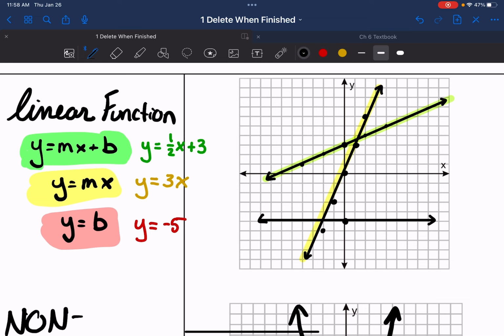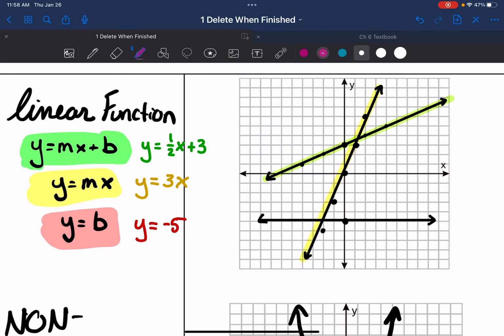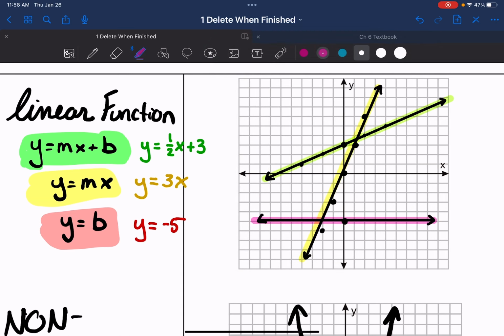I'm going to go ahead and highlight him in. You guys don't have red highlighters, I don't think. No, you have pink. So I'll grab a pink and pretend that's red. Okay, I'm going to highlight that little guy.